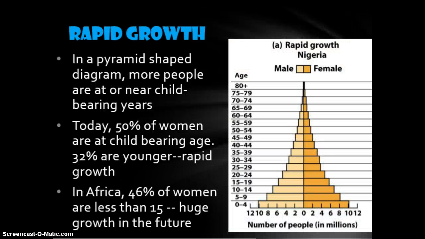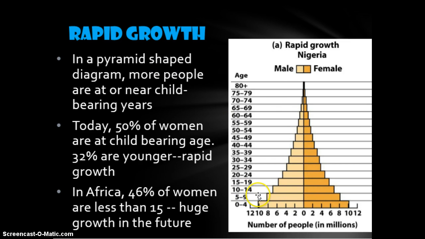If you have this rapid growth, you will see that more people are down in this part than this part here. So right now in this particular graph, which is from Nigeria and Africa, 50% of the women about are at childbearing age, and 32% are younger than childbearing age. That means that in the coming years, up to 80% of this population is going to be able to have kids. If you look here, 46% of women are actually less than 15 years old at the moment. So that means all of those people could come up and have kids and add to the population.